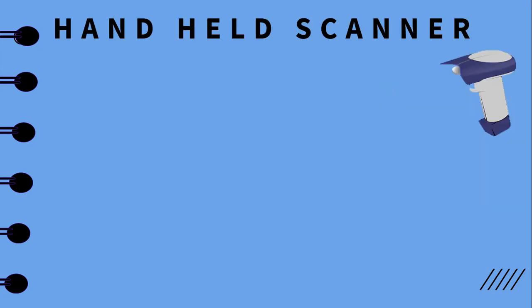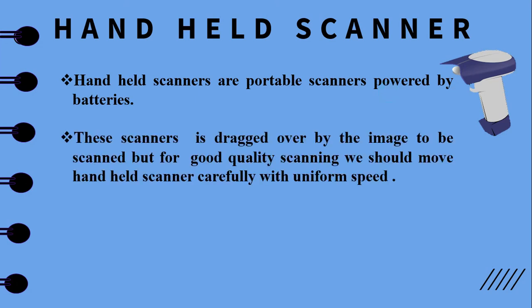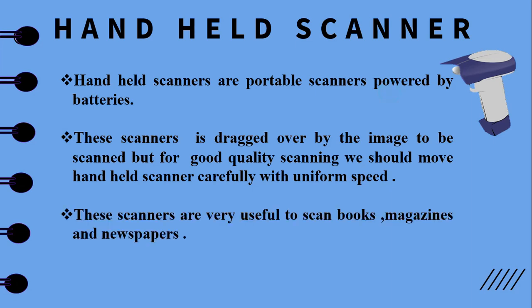Handheld scanners are portable scanners powered by batteries. These scanners are dragged over the image to be scanned, but for good quality scanning, we should move handheld scanner carefully with uniform speed. These scanners are very useful to scan books, magazines, and newspapers.